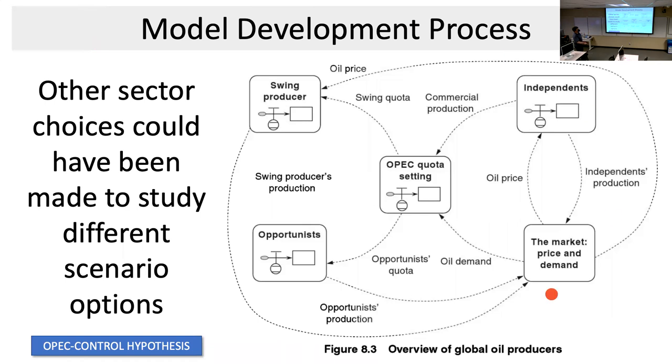We could have made other choices, but they were interested in understanding hypothetical futures that were driven primarily by OPEC, and that's why they decided on this model. So any questions? I know the details might seem murky, and we're going to drill down into some of these sectors and look at them in more detail. But the general idea is the OPEC-centric model of the oil market.